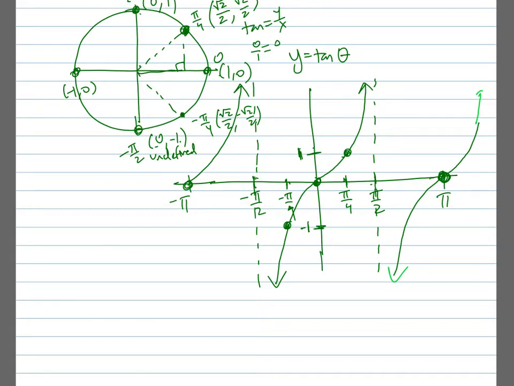So if we go for pi here, put a dot at pi, it would shoot up this way. We're kind of off the picture here. It's going to shoot downward this way. At negative pi, it's going to be shooting up this way, etc. You're going to keep having asymptotes here and here and here.